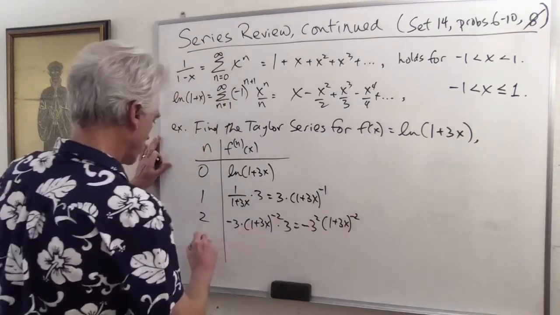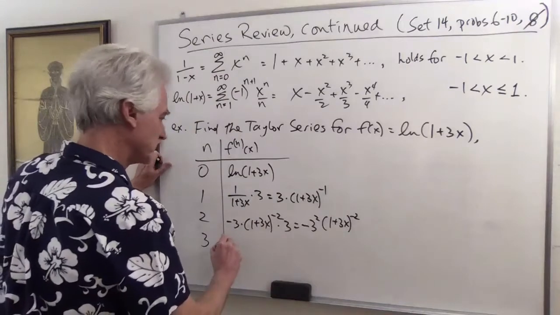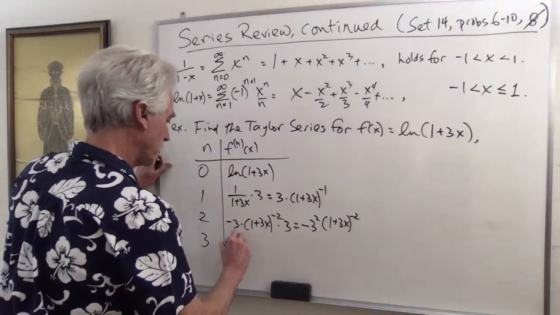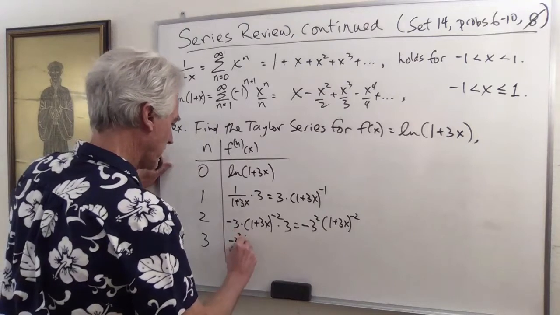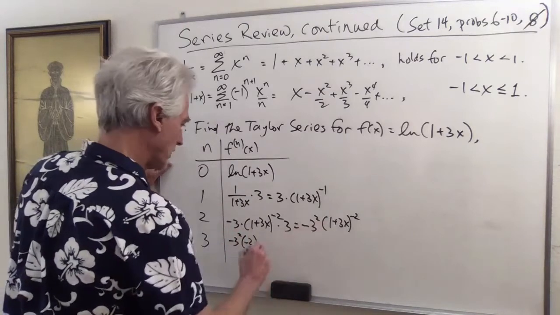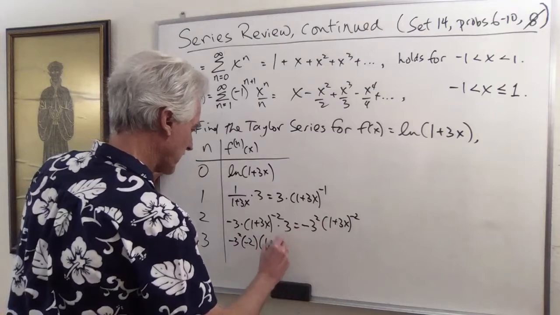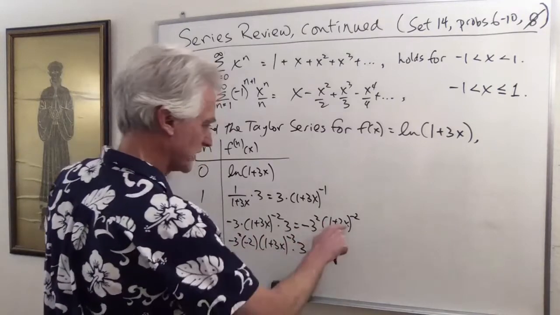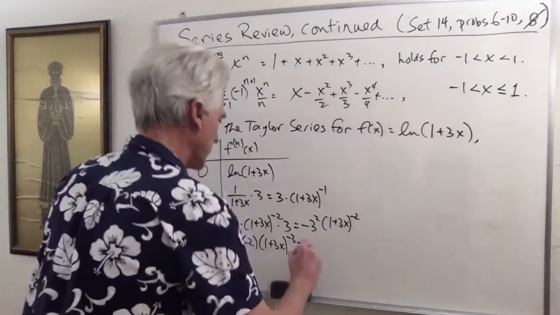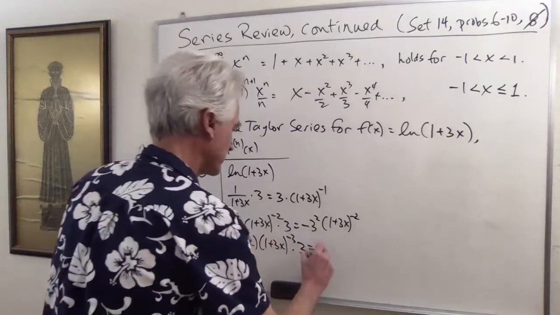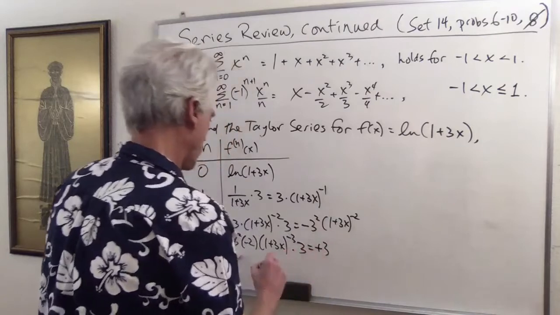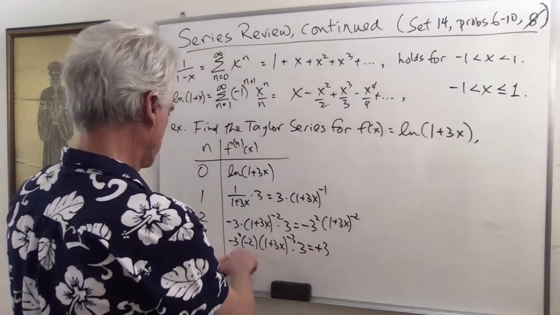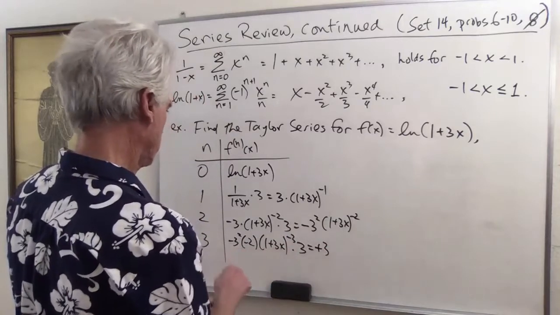minus 2. The next derivative is minus 3 squared times minus 2 times 1 plus 3x to the minus 3 times 3 from the chain rule. And let's put that in. There's two minuses, so this is plus 3, okay.